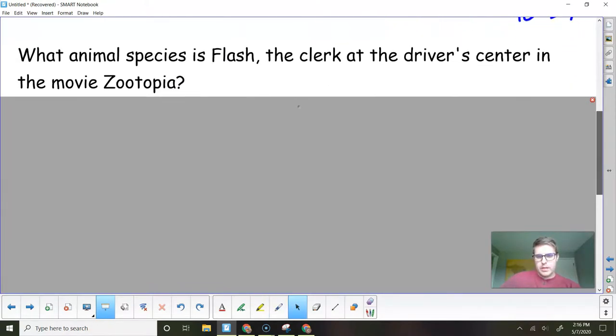Okay, what animal species is Flash, the clerk at the driver's center in the movie Zootopia? He's my favorite character. It's ironic his name is Flash because he is a three-toed sloth. He is the slowest animal. The sloth, or as Plain Earth Guy would say, the sloth.